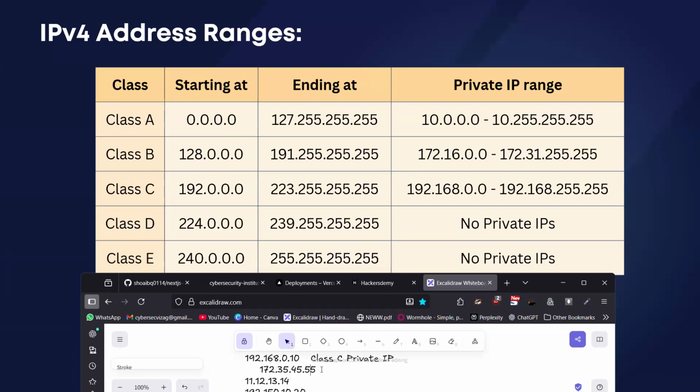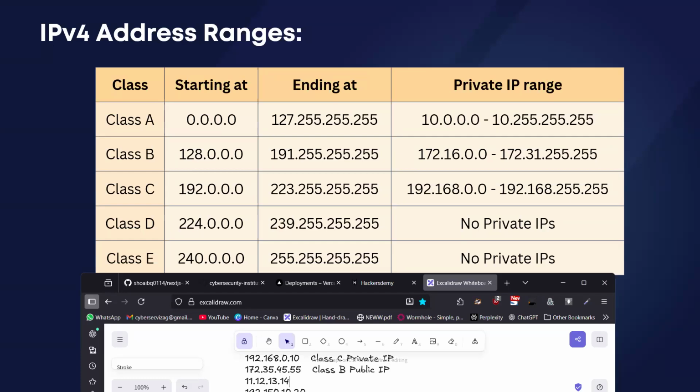So this is class B. Since the first octet is 172, that seems to match here. But the second octet is 35, and 35 is beyond 16 to 31. So therefore, this is a public IP instead. If it were between 16 and 31, it would have been a private IP. But since it shows 35 there, it's a public IP.